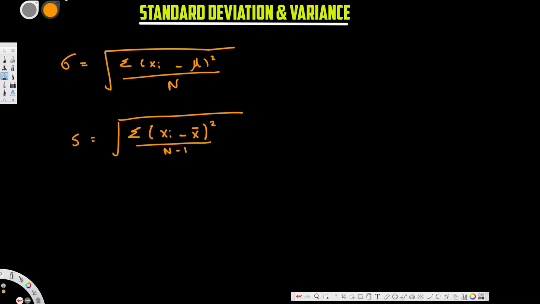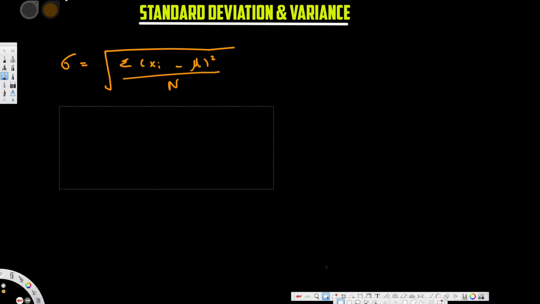Now let's go ahead and see what that means. Let's forget about sample standard deviation for now, because if you know one, you know the other. Every step is similar, right? So let's get rid of the sample standard deviation for now and look at the population standard deviation. Let's say we have two sets of numbers. We want to compare which one has the highest population standard deviation.